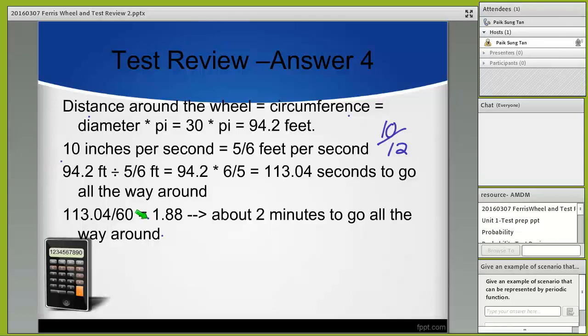And I change it to minutes. It becomes 1.88. So it's about 2 minutes to go around all the way. It's not really 2 minutes, but just roughly 2 minutes.